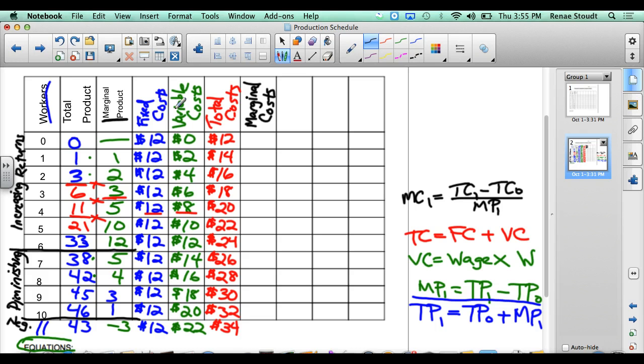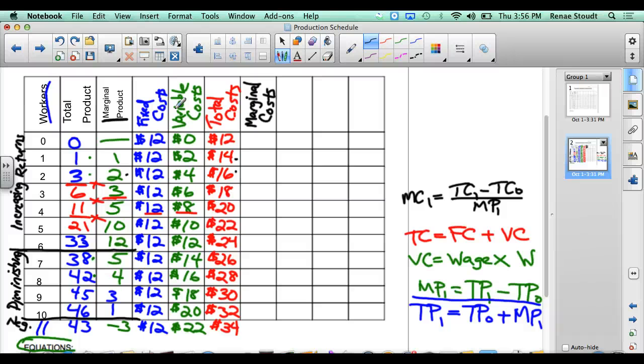The reason we have to divide is because if we just do the subtraction, for example, look at 2 workers. At 2 workers, we would take the total cost of 16 minus the total cost of 14, which is 2. And if we did that, that would tell us how much it costs us to produce 2 more airplanes. We want to know how much it costs us to produce 1 more airplane. So we need to divide by the marginal product.